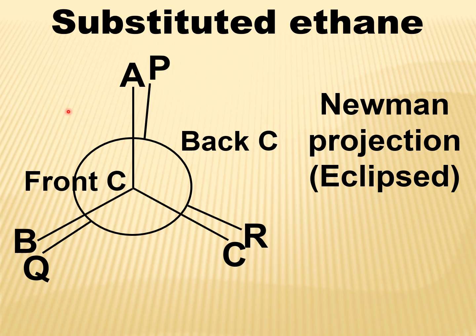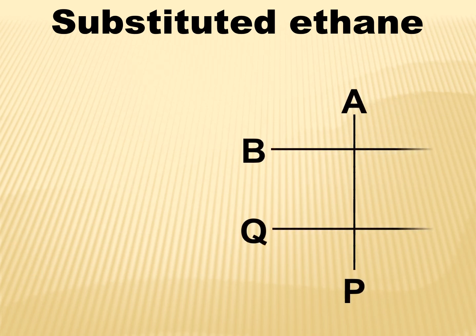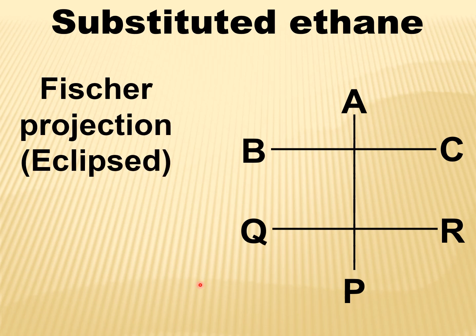Now, Newman and Sawhorse are three-dimensional. We can convert this into a two-dimensional picture, that is the Fischer projection. We have seen the Fischer projection earlier. So this is the Fischer projection for eclipsed substituted ethane, and here you can see this is the front carbon and this is the back carbon. These groups A and P are at the terminal positions, and you have B, C, Q, R on the two sides, left and right.